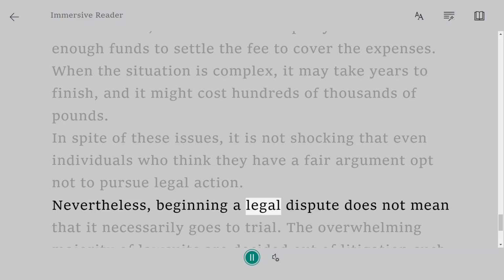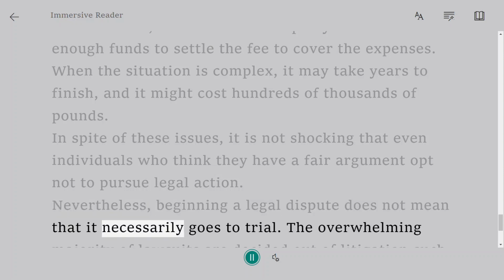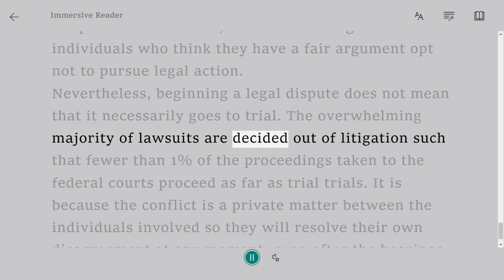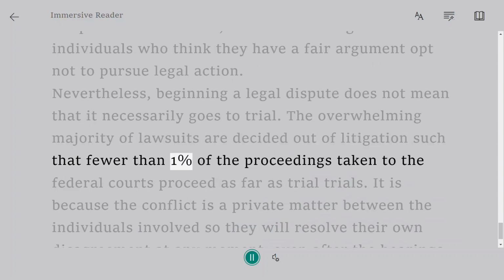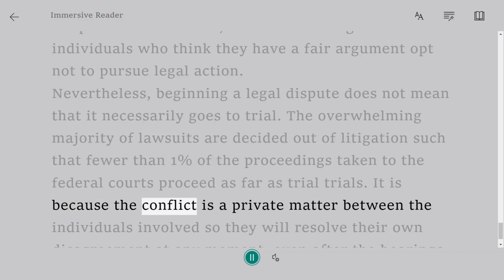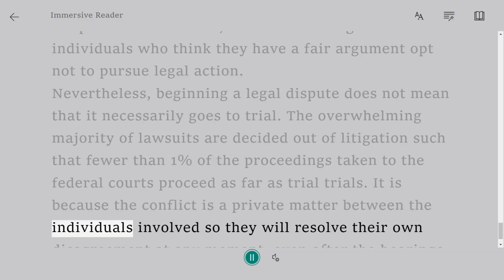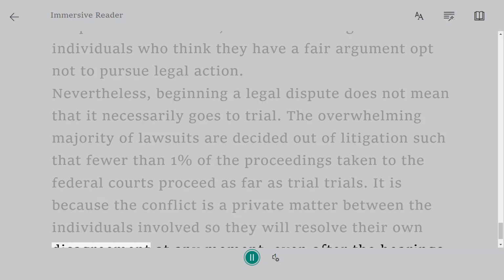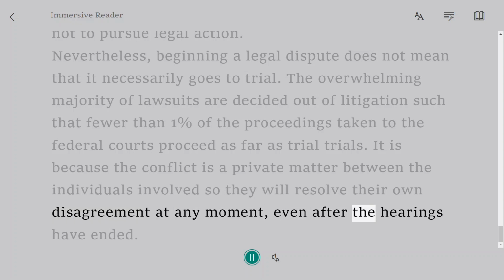Nevertheless, beginning a legal dispute does not mean that it necessarily goes to trial. The overwhelming majority of lawsuits are decided out of litigation such that fewer than 1% of the proceedings taken to the courts proceed as far as trials. It is because the conflict is a private matter between the individuals involved, so they will resolve their own disagreement at any moment, even after the hearings have begun.